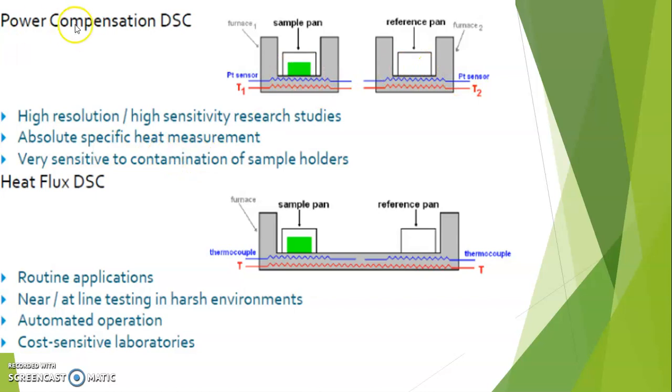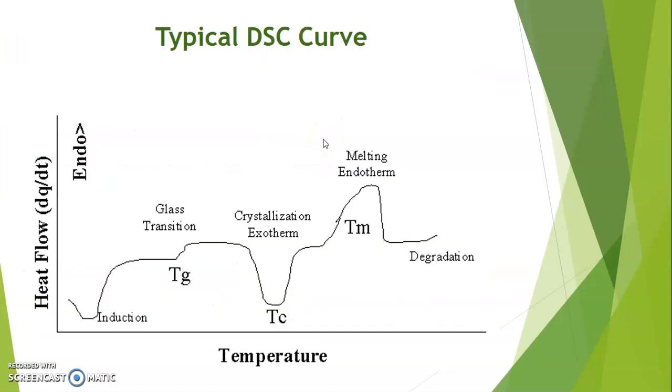Power compensation DSC is used for higher resolution and higher sensitivity research studies and absolute specific heat measurement, and it is very sensitive to contamination of the sample holders. Heat flux DSC is used for routine applications. It is near and at line testing in harsh environments. It has automated operation and suits cost sensitive laboratories. So these are the differences between the heat flux and power compensation DSC methods.